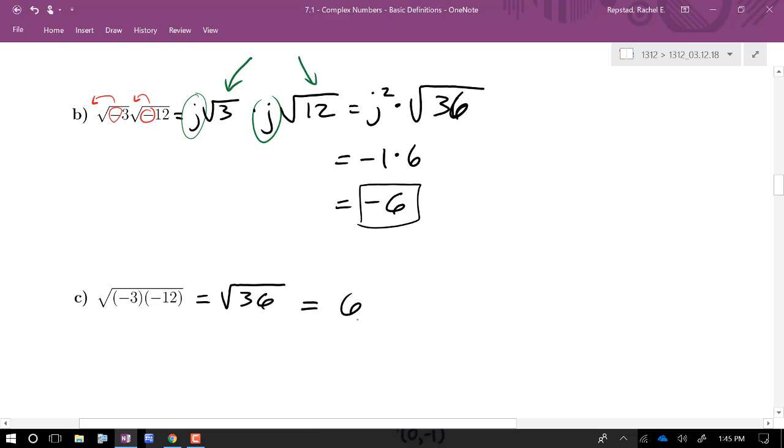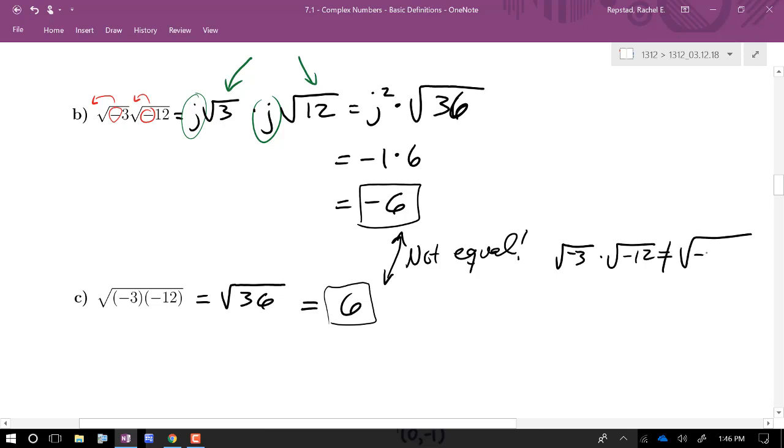And the thing to notice here is these are not equal. In other words, root negative 3 times root negative 12 is not the same as root of negative 3 times negative 12. That's what that little note of caution means at the top of this page. The property that says we can combine radicals under multiplication holds as long as they're not both negative. But as soon as they're both negative, we've got to deal with those j's first.